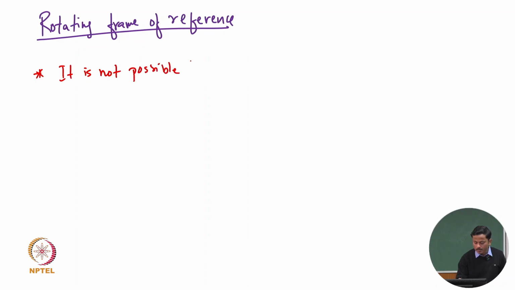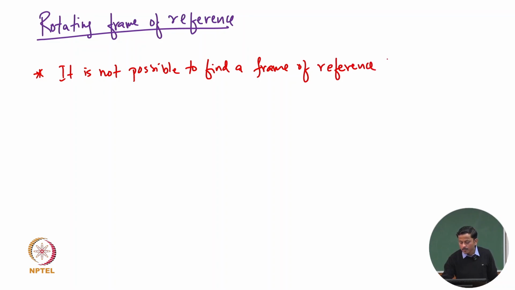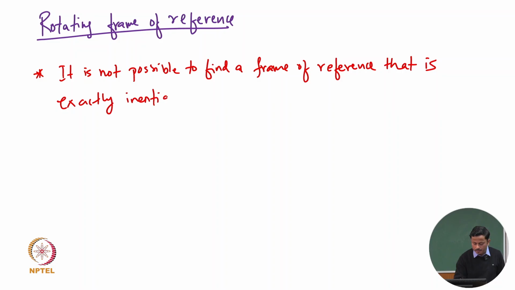It is not possible to find a frame of reference that is exactly inertial, because whichever frame you consider attached to any body might be always moving in a certain direction, or it's rotating, or it's having an accelerated motion.